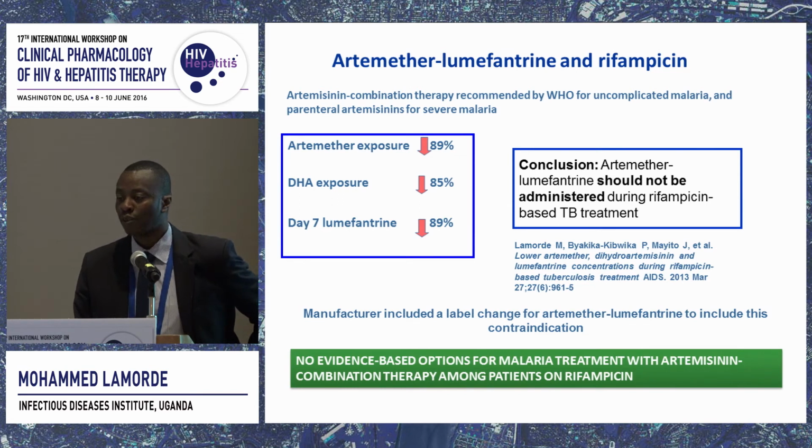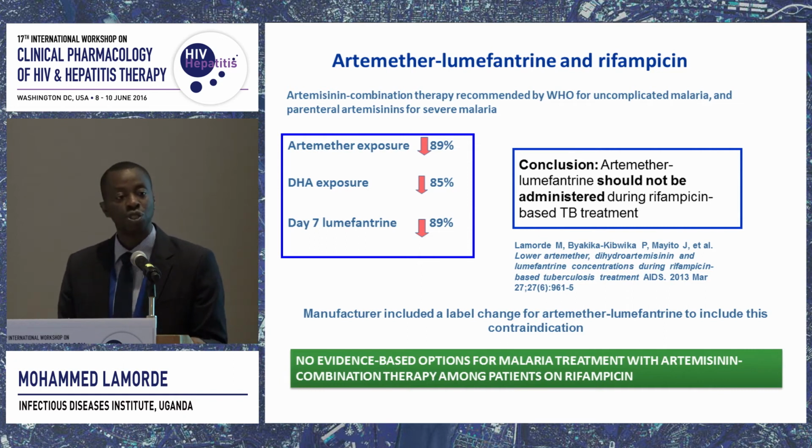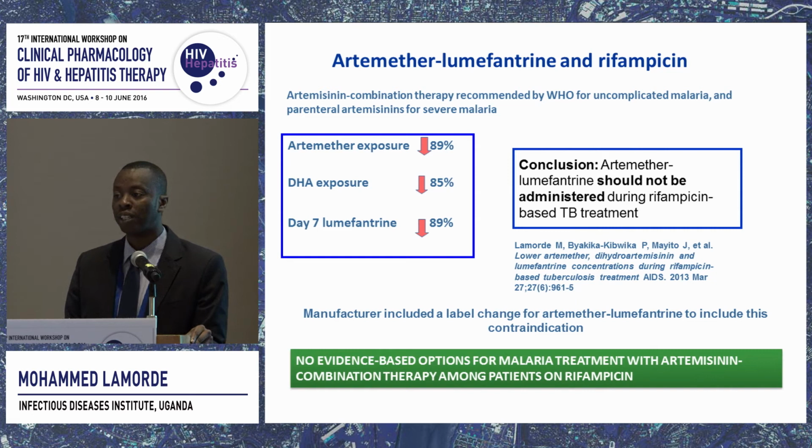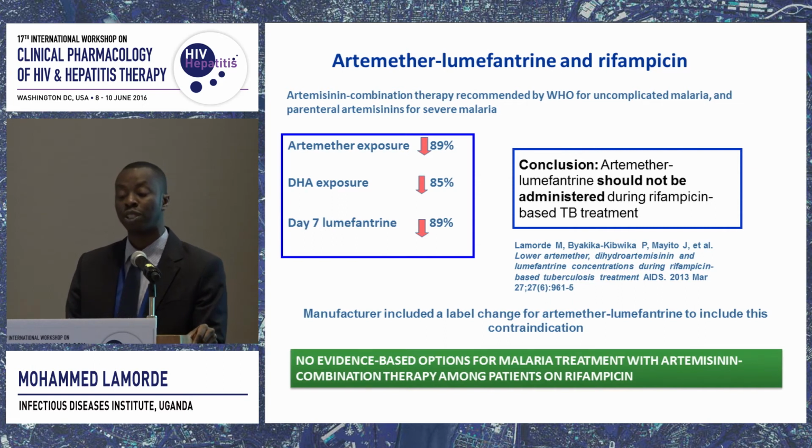But subsequently, there was another study looking at artemether-lumefantrine and rifampicin. This is another study that David was involved in terms of developing the concepts. The issue here was that the WHO had asked countries to migrate away from the regular antimalarials that were used and to switch to artemisinin combination therapies. These would generally contain an artemisinin, either artemether, artesunate, or dihydroartemisinin, paired with a partner drug that has a much longer half-life.